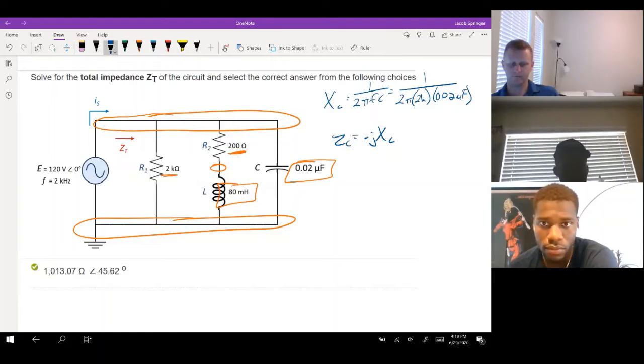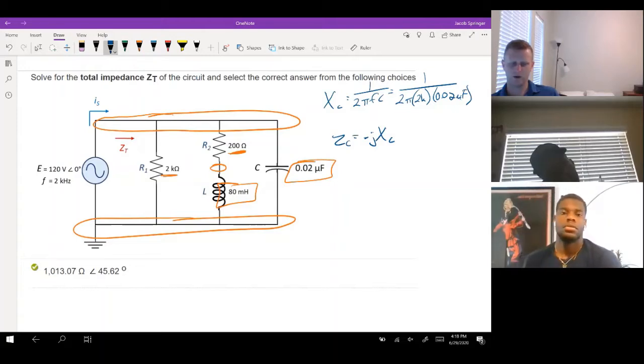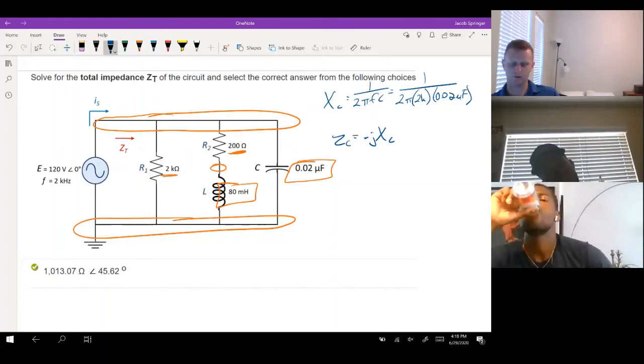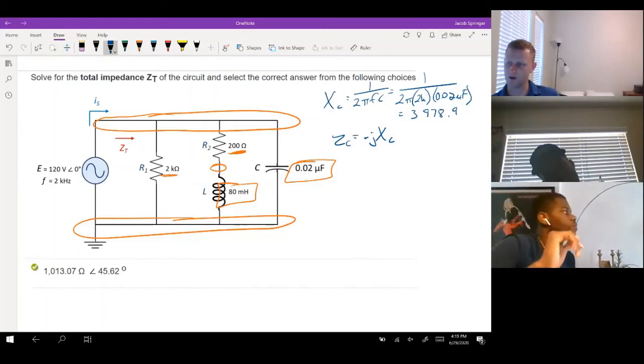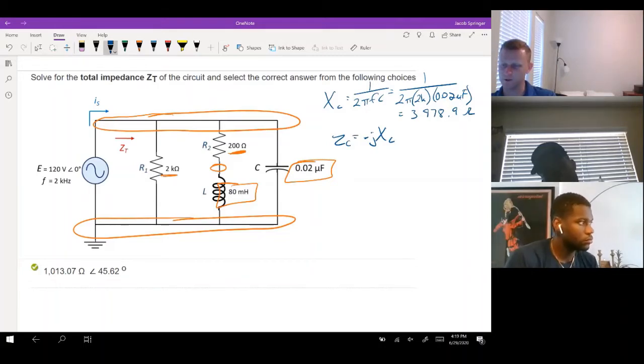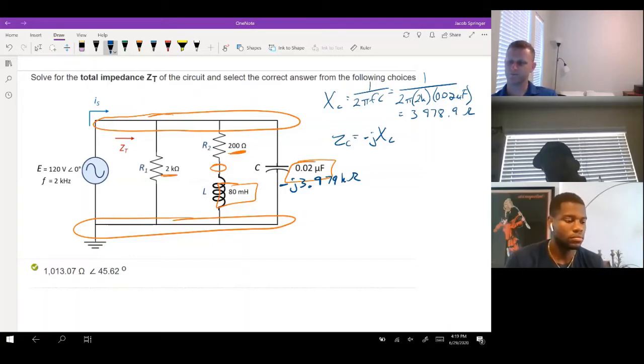Whenever I plug that in, I'll see if I get 2 times pi times 2000 times 0.02 e negative 6, and I get 3978.9 ohms. So if I was relabeling this, I would write negative j 3.979 kilo ohms, in engineering units.